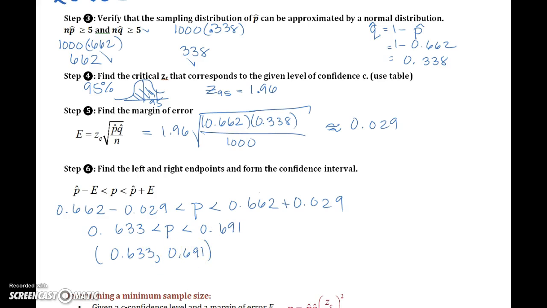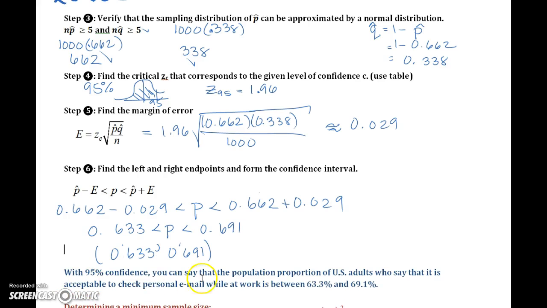But this was a word problem. So in words, what I would like for you to say is, with 95% confidence, you can say that the population proportion of U.S. adults who say that it is acceptable to check email at work is between 63.3% and 69.1%. I'm going to write that out for you, but I wanted to read it first. So this is your sentence right here. If you want to press pause, go ahead and press pause so you can write that down.